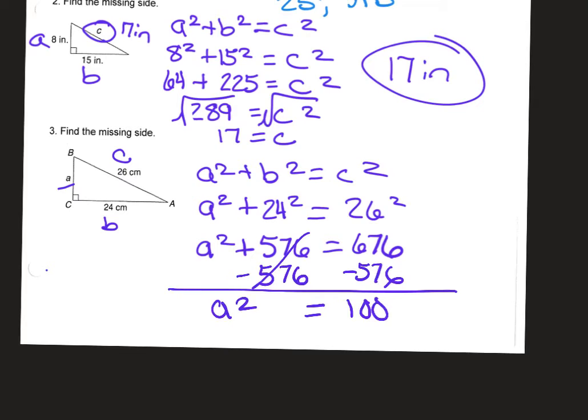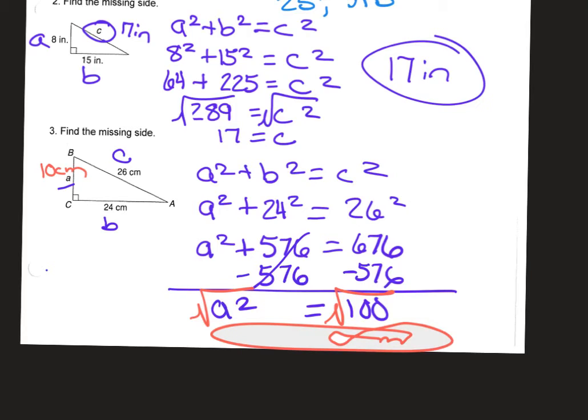Now again, we want to undo that squared, so we're going to find the square root, right? The square root of A squared, we knew that was A times A. And the square root of 100, use your calculator. Maybe you know the perfect square of 100 is 10. So we know it's 10 centimeters. So A is going to be 10 centimeters. So go ahead and do your guided practice.